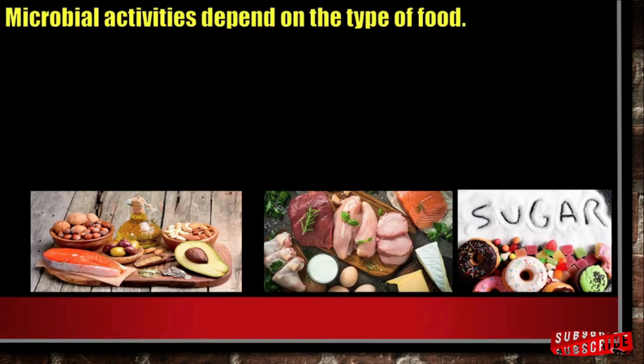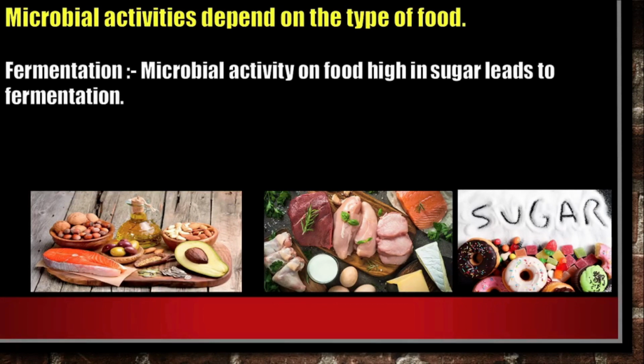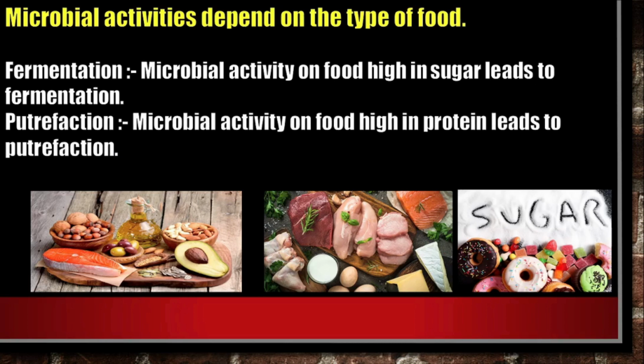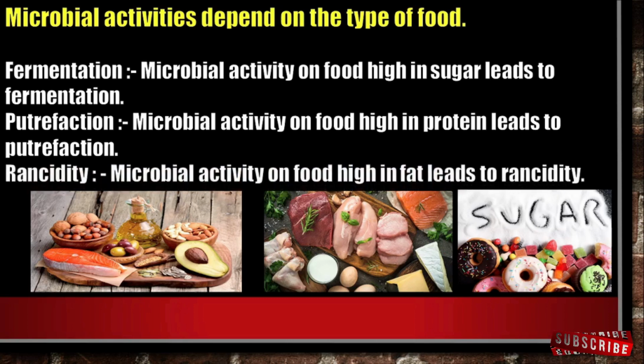Microbial activities depend on the type of food. Fermentation: microbial activity on food high in sugar leads to fermentation. Putrefaction: microbial activity on food high in protein leads to putrefaction. Rancidity: microbial activity on food high in fat leads to rancidity.